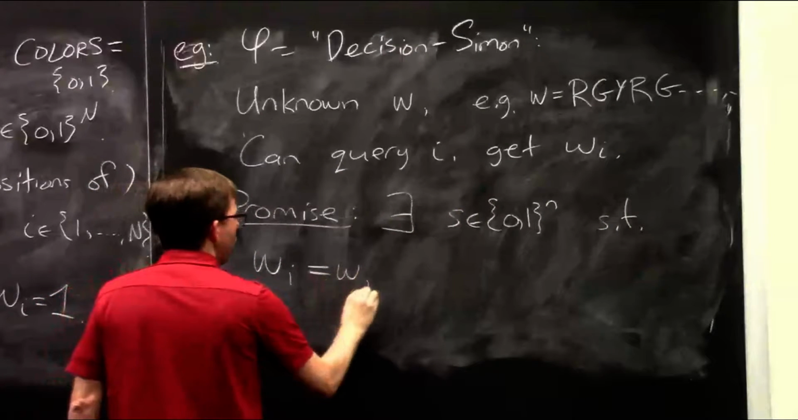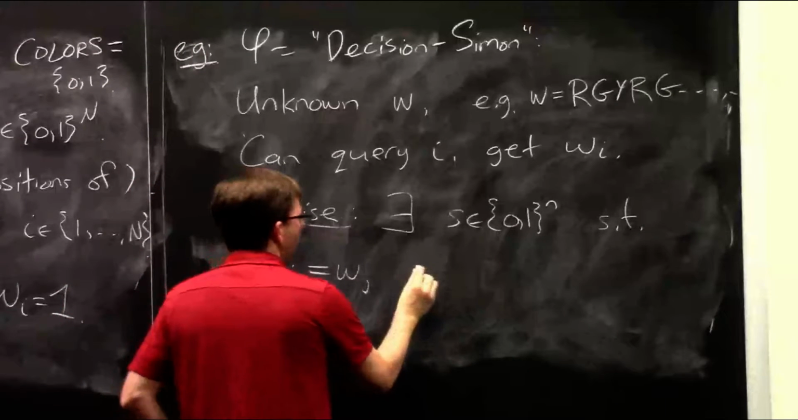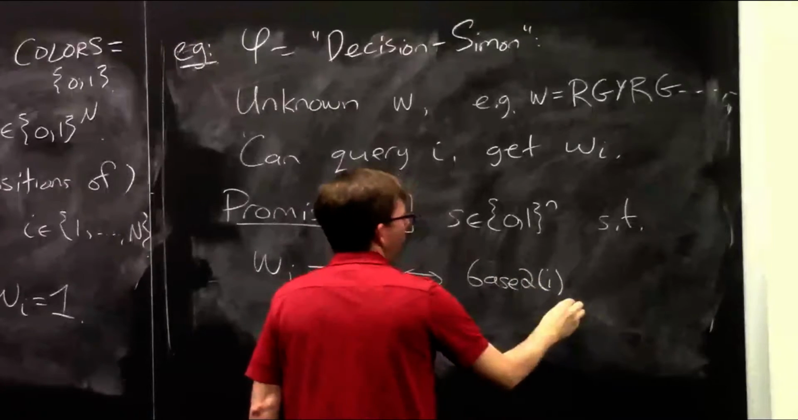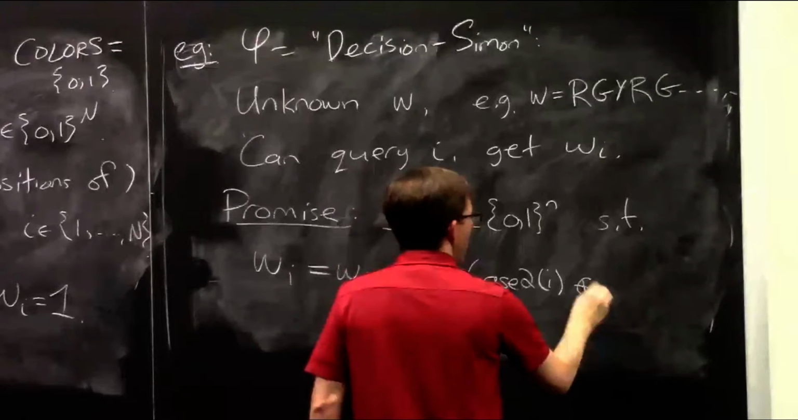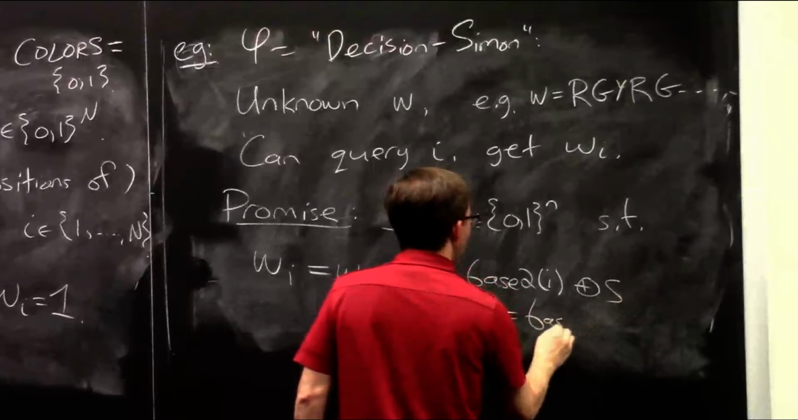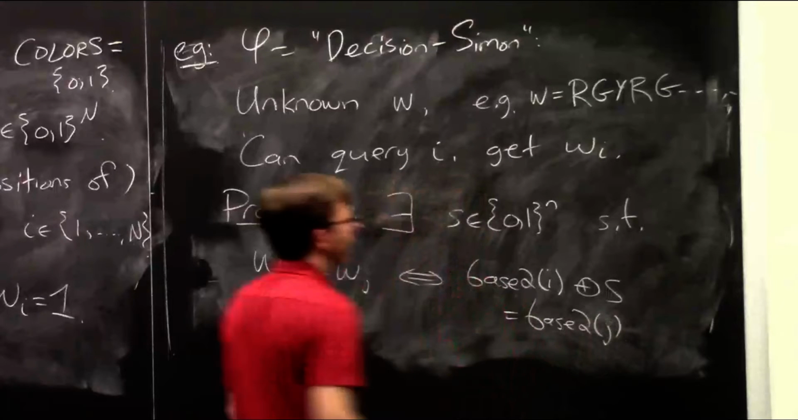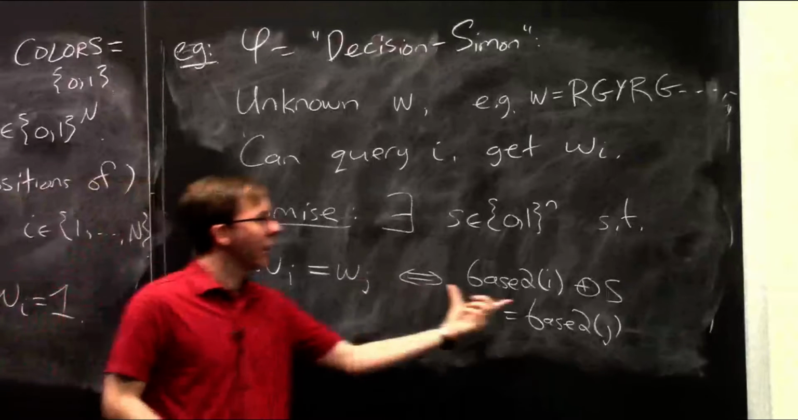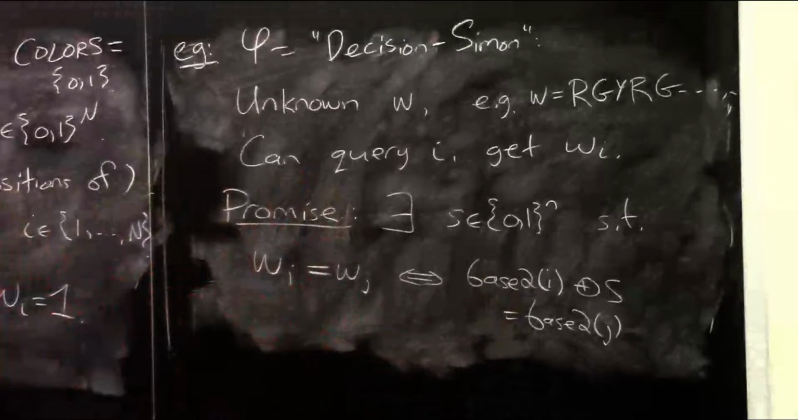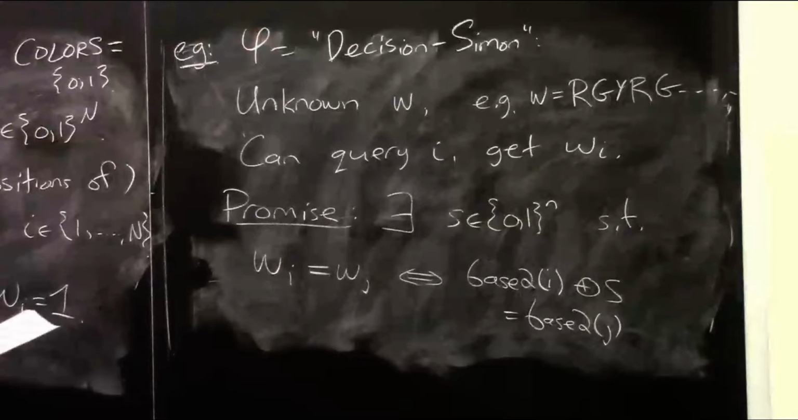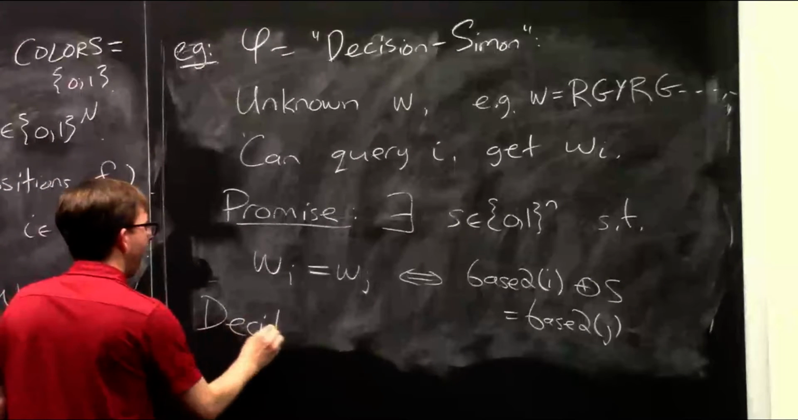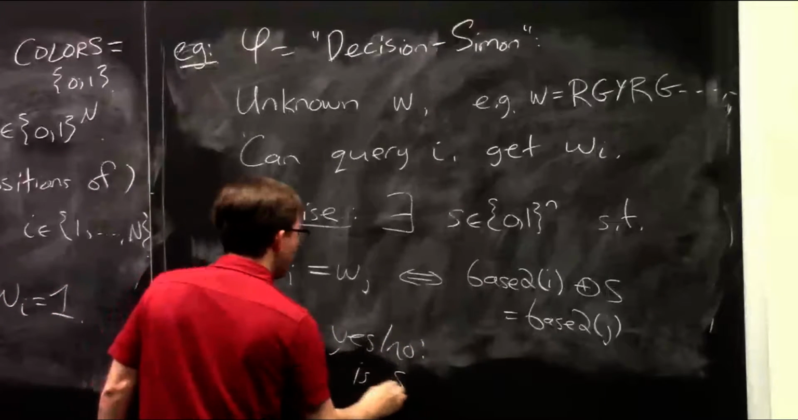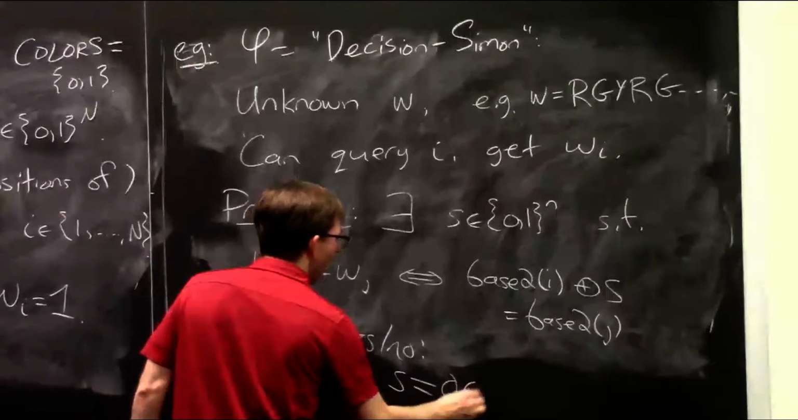So Wi equals Wj if and only if the base 2 representation of i XORed with S equals the base 2 representation of j. Now that we're calling these indexes numbers, we have to go back to thinking of them as strings in order to make sense of this periodicity. So it's some weird thing. And the task is to decide yes or no: is S all zeros?